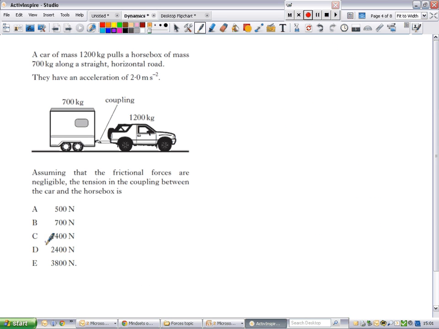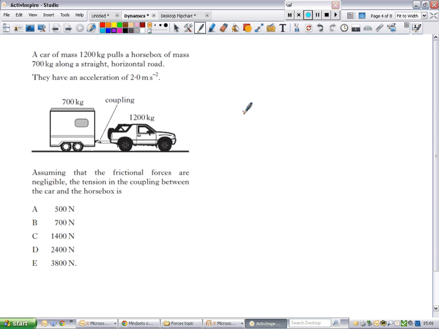Okay, this is forces acting on more than one object, and a couple of people have mentioned this type of question, so I thought I would go through it because it is always answered quite badly. This is from the multiple choice section, but there's nothing to say that you won't find it in a full written question as well.